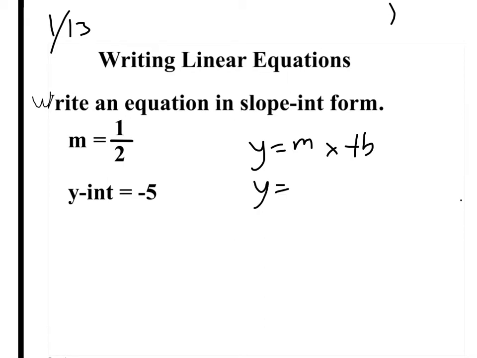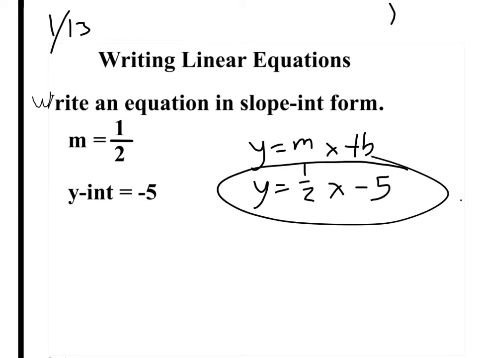Y equals, m is 1/2. That's my slope. It says my slope is 1/2, so that goes in for m. And then my y-intercept's -5. There, I'm done. Easy enough, right?